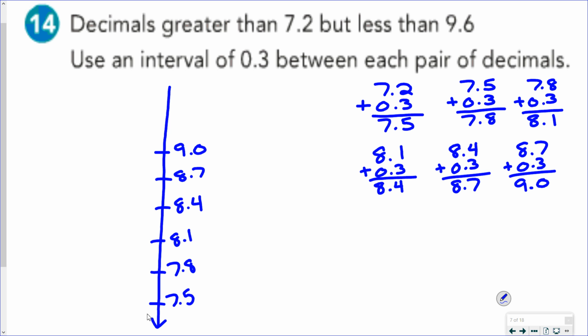And then I would add 3/10 again, and just like before, I can add 3/10 to 9 pretty easily. That would be 9 and 3/10. And that's where I'd stop, because the next one would be 9 and 6/10, but I want values less than 9 and 6/10.